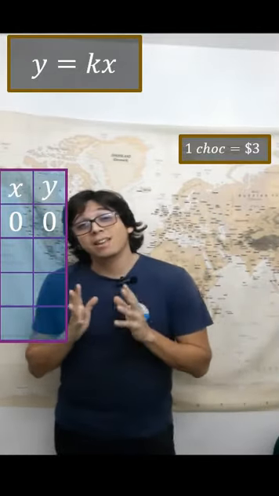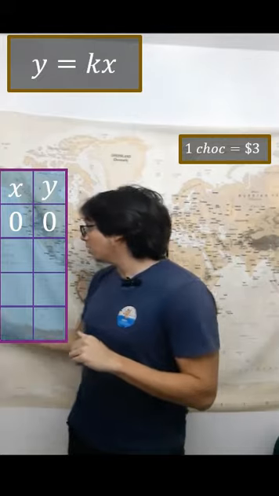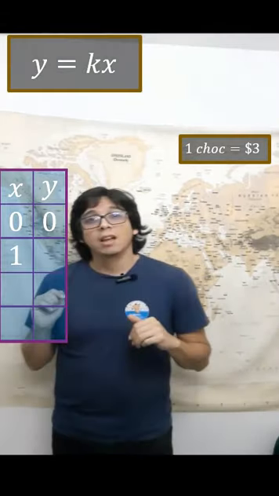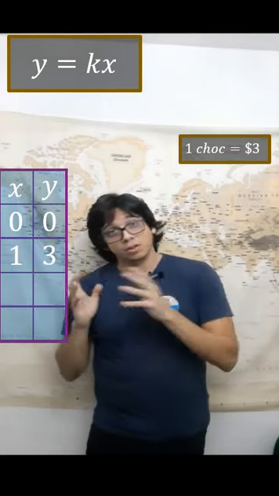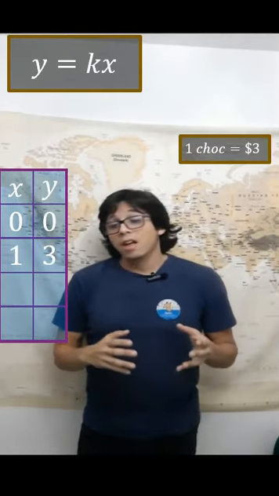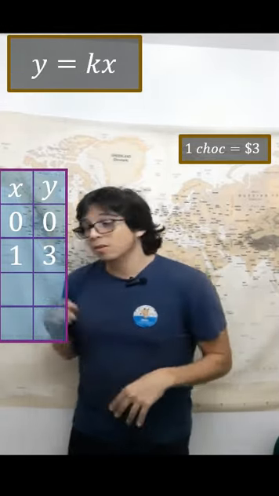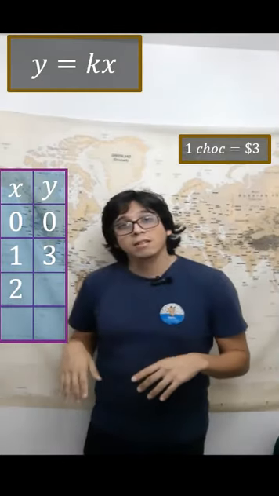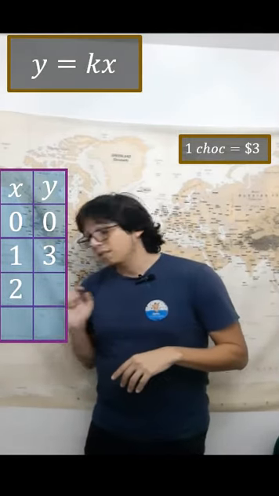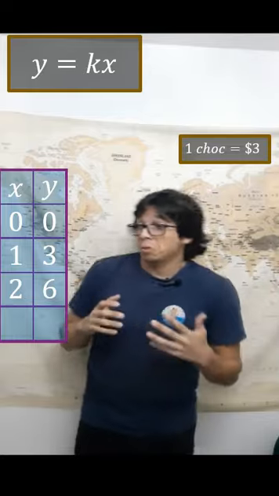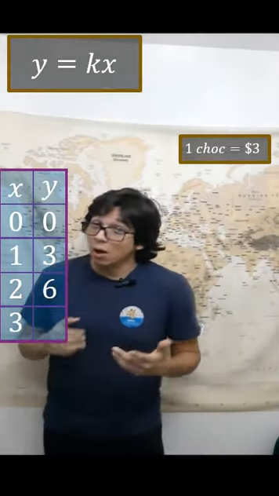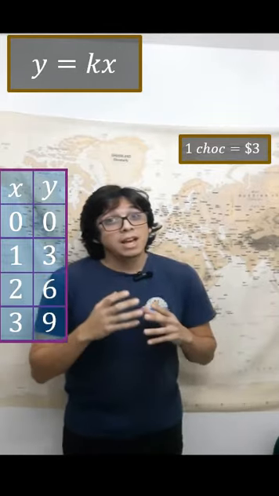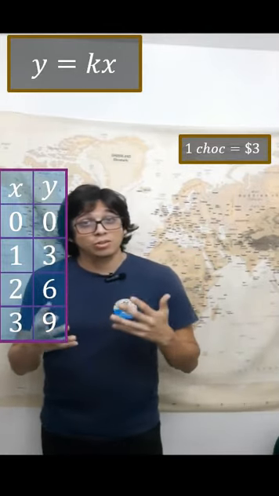We're not spending money, so we have $0. But if we decide that we want 1 piece of chocolate, so we put a 1 on the x, that means we need now $3 because the chocolate costs $3. Then if we have a craving for another piece of chocolate, we put a 2 on the x, but now we need $6. Well, if we decide that we want more chocolate, let's put a 3 on the x. Now we need $9. Remember, each piece of chocolate is $3.